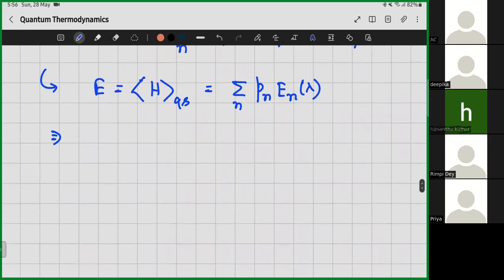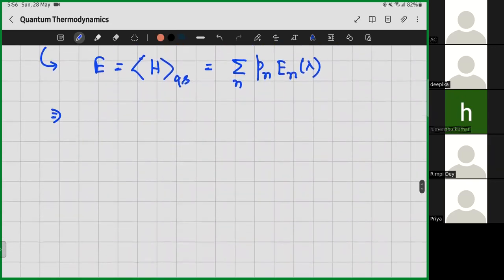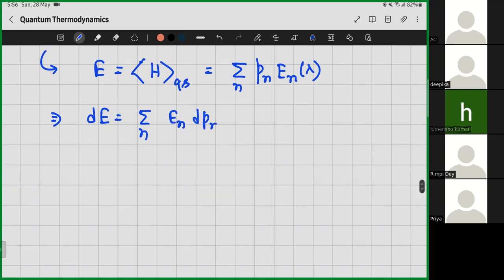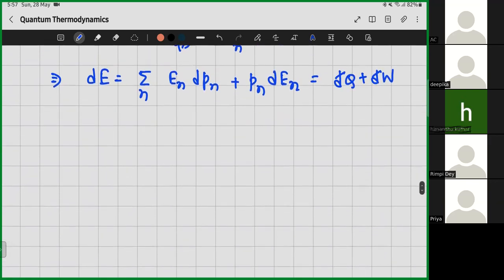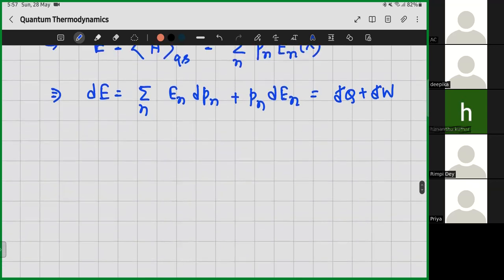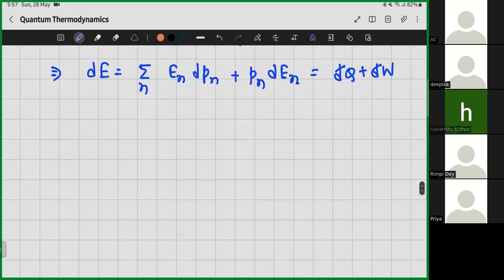So now this is our energy. Just taking the derivative, we can write this. It is always parameterized with lambda, I'm not writing it again and again. So again, we can relate this with the work and the heat. Now I am taking a realistic case, this is in general.